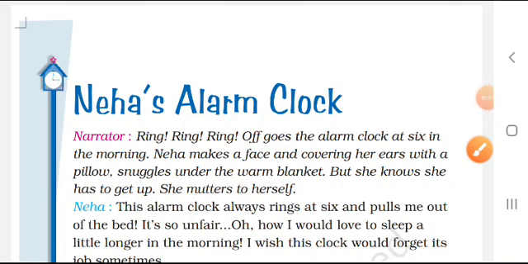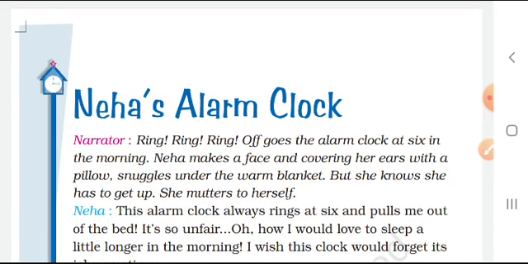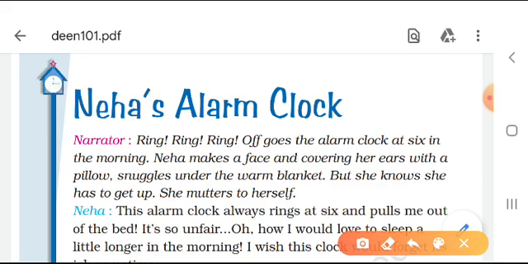Everyone, today we are going to study the second topic of unit first of class 4 English of NCERT. First we will do book reading, and after that we will explain this passage. The name of the topic is Neha's Alarm Clock. Now we are going to recite the passage.